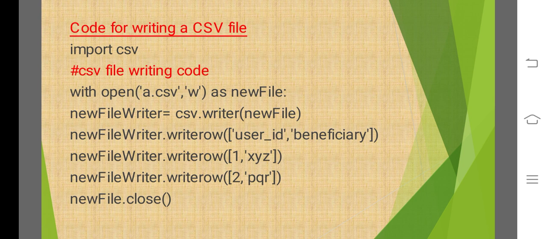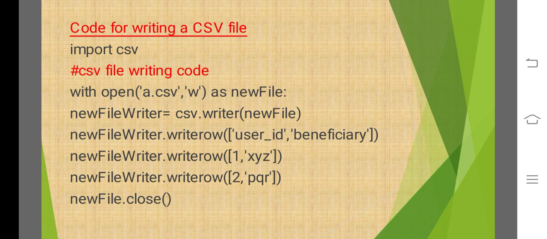For that particular new file we have to write. It creates the object for the writer, the writer object. After creating the writer object, we have to write a single row. One by one we have to write the rows: new_file_writer.writerow. writerow is a function. Within that function we send user ID and beneficiary. These are the arguments we want to pass to writerow. That means two columns are there, separated by a comma. This user ID and beneficiary is written in that particular a.csv file.